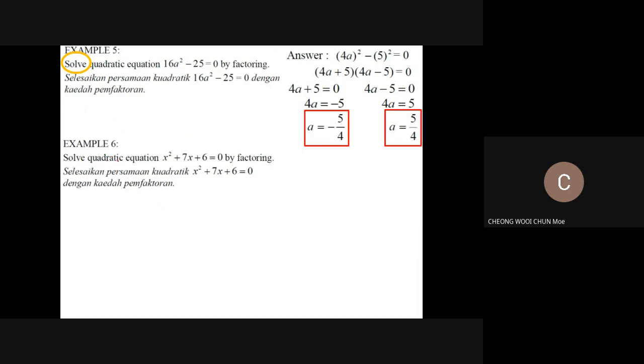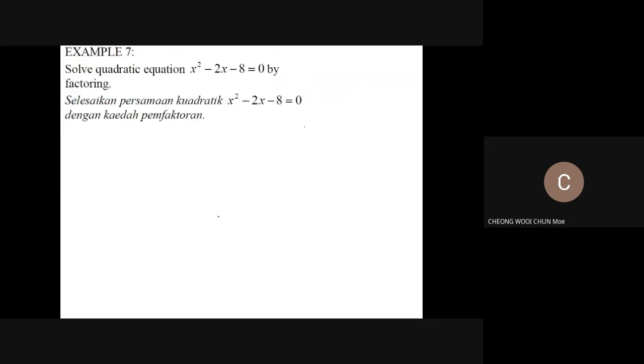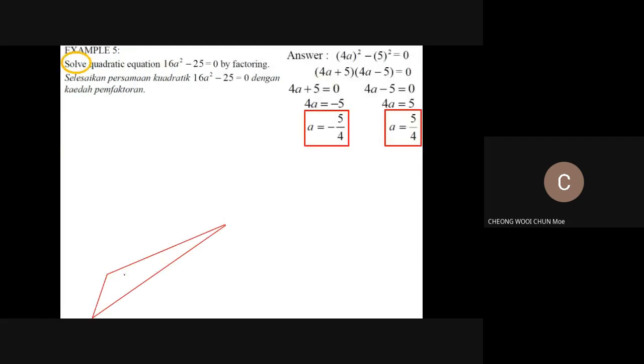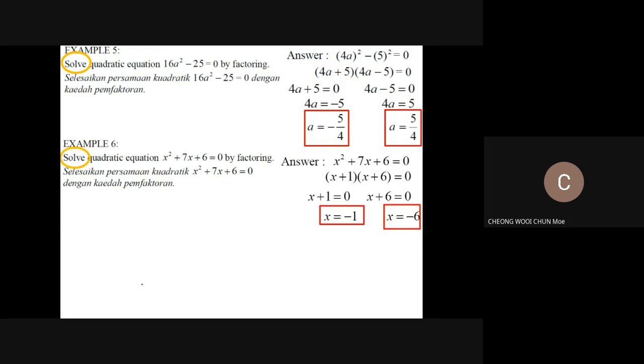Example 6. Solve the quadratic equation by factoring. This one has 3 terms. So now there are 2 methods you can use, either of those 2 methods. Yours was a different method, so you can use the cross method also. Okay, so partition. You can draw this method also. You can use a calculator also. Later I will teach you how to use a calculator. So solve, also find the value of x.